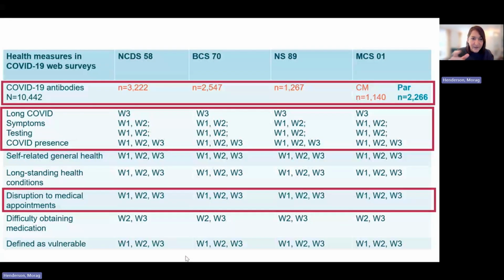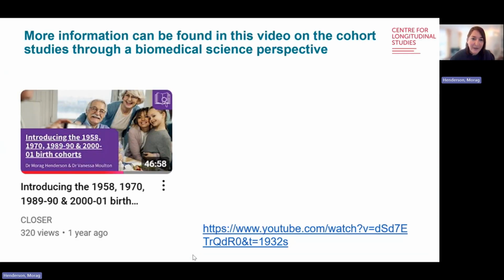These are the COVID sweep specific information. So again, it's just a high level snapshot. We have antibody tests for the 4 cohort studies. We've got self-reported measures of long COVID symptoms and testing, as well as disruption to medical appointments. And so these are captured at the same time over 3 sweeps, or 3 waves in this case, during the pandemic.